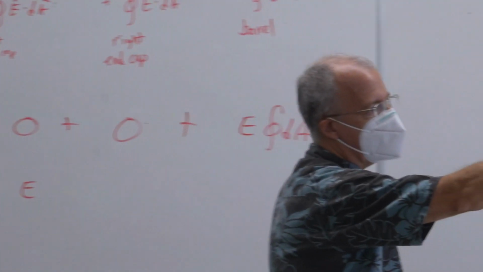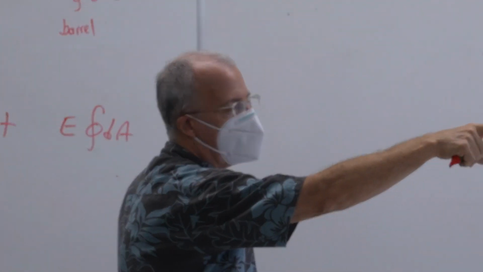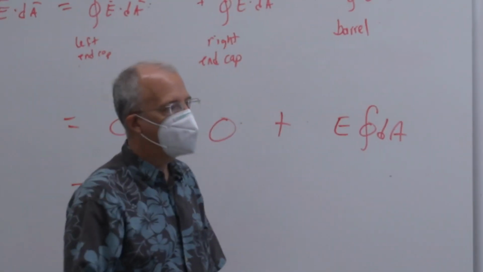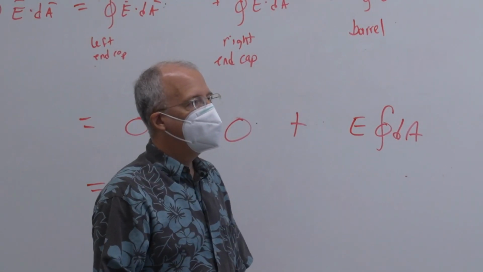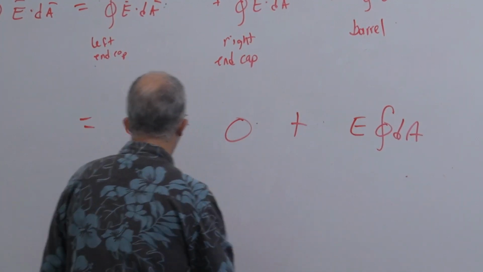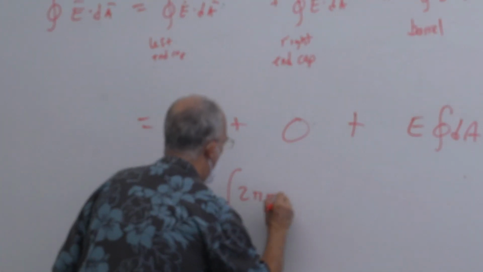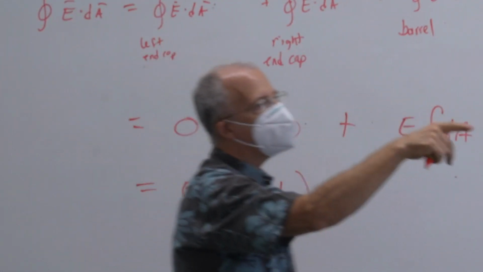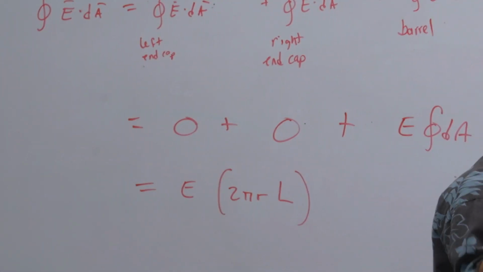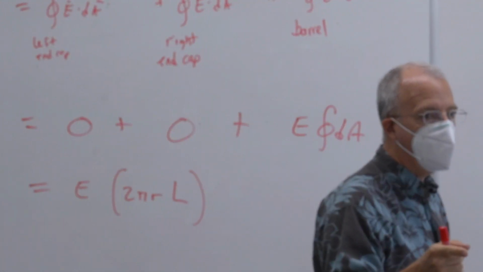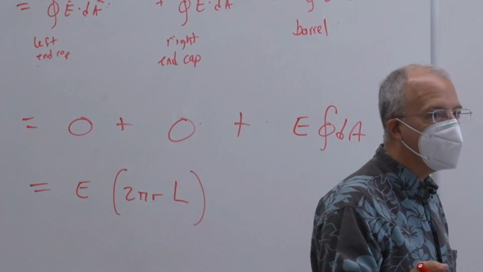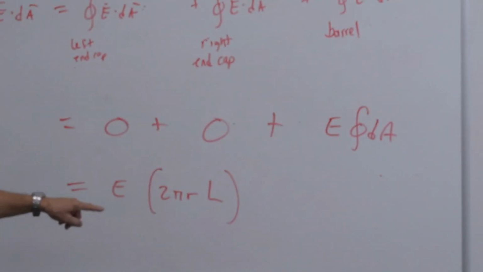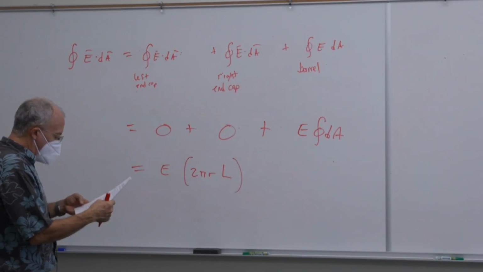And the radius of this cylinder is lowercase r. Adam? I was going to say it's the length of the surface times the circumference. Yeah. So it's 2 pi r L, with uppercase L. By the way, uppercase L is the length of the fictitious Gaussian surface. I mean, it's fake, you know? Okay, so far so good? Any questions? All right.